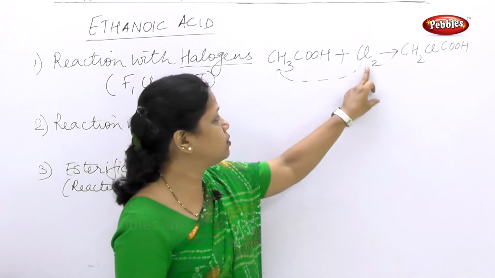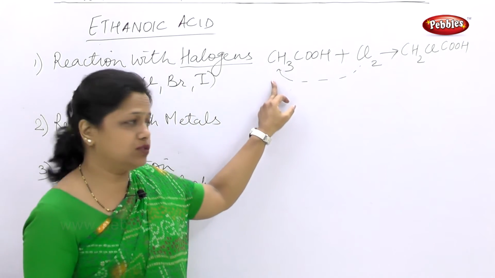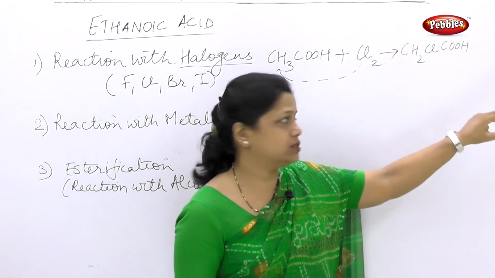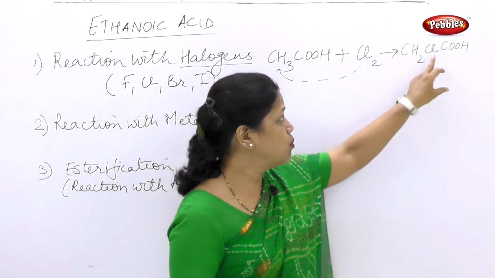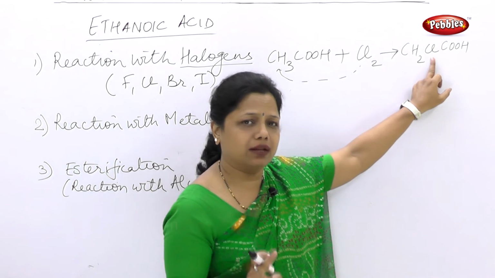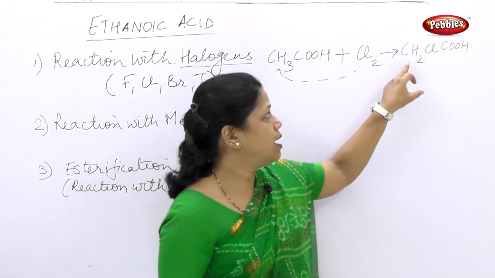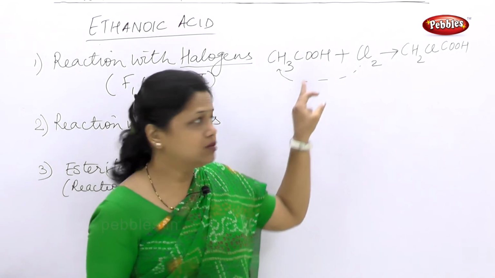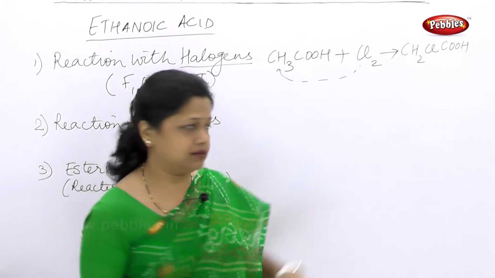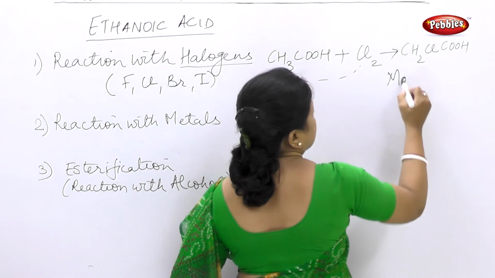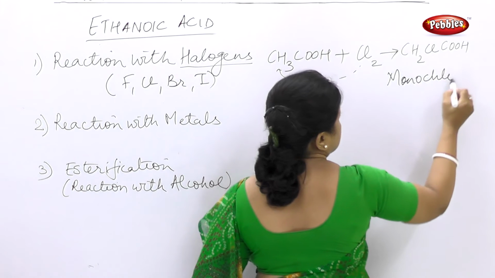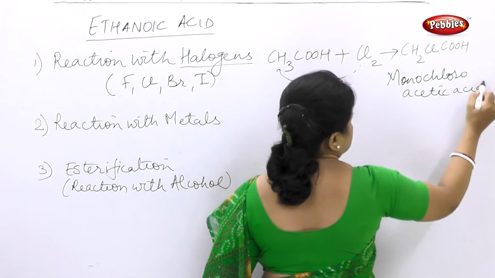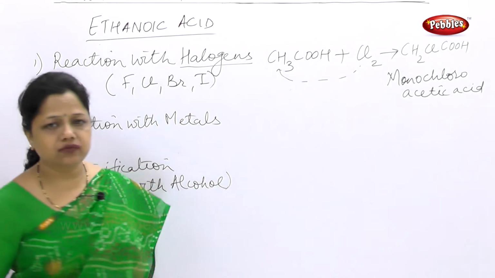So one chlorine is replacing one hydrogen and it is forming CH2Cl COOH. What we will name it as? Monochloro. Mono means one. So one chloro acetic acid, because rest is all acetic acid. So monochloro acetic acid. Write down monochloro acetic acid. This is the reaction with chlorine.